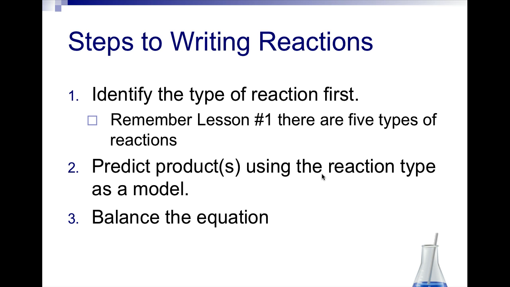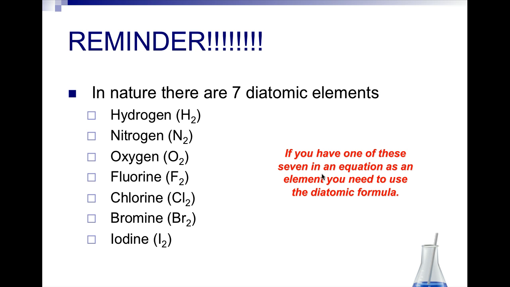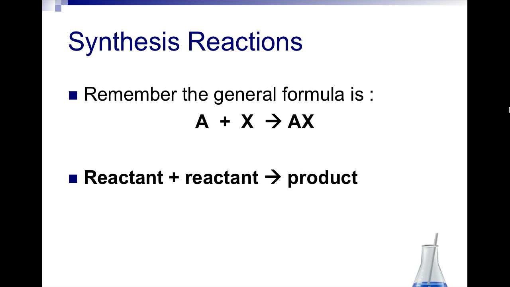So remember from Lesson 1, there are 5 types of chemical reactions. From there, we can predict the products using that type of reaction. Then we must balance the equation. Remember, there are 7 diatomic elements. They do make the actual number 7 on the periodic table, with the exception of hydrogen, because he doesn't follow any rules ever. Now, with a synthesis reaction, we have an element plus an element giving me a new compound.